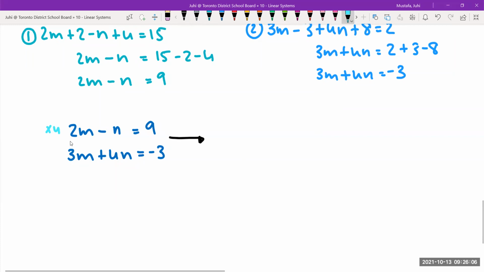So I'm going to have 2 times 4 is going to be 8m. Is that very hard to see? Probably. This is going to be negative 4n is equal to 36. And this will stay the same. So it'll be 3m plus 4n is equal to negative 3. I'm going to wake you guys up with that color. Yeah.